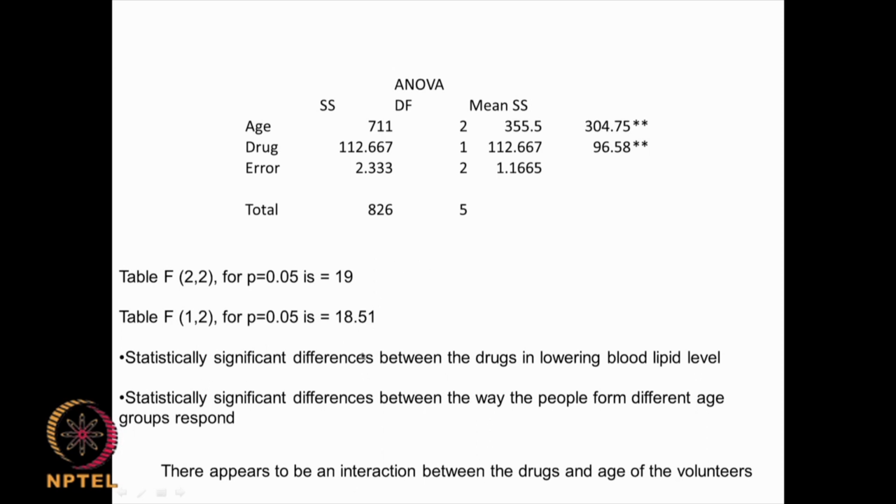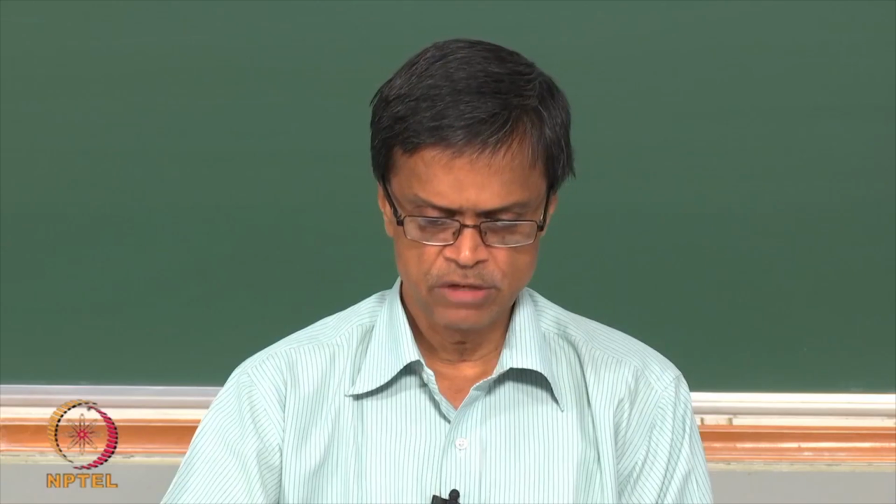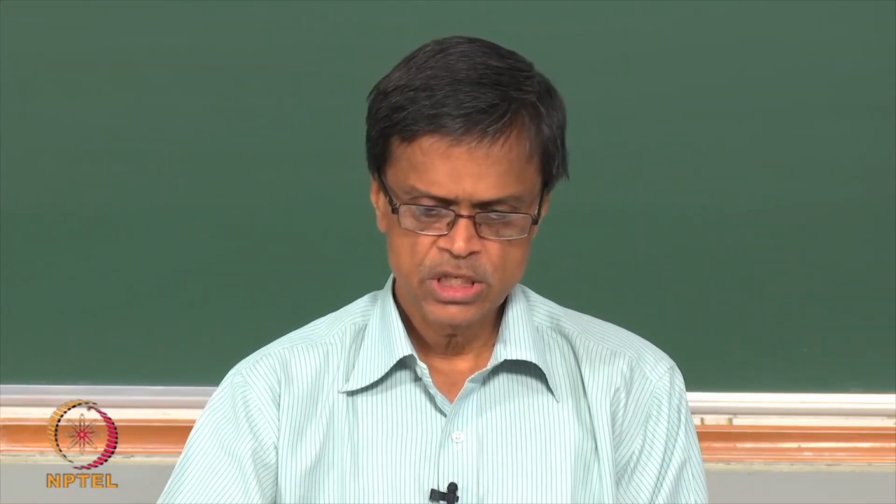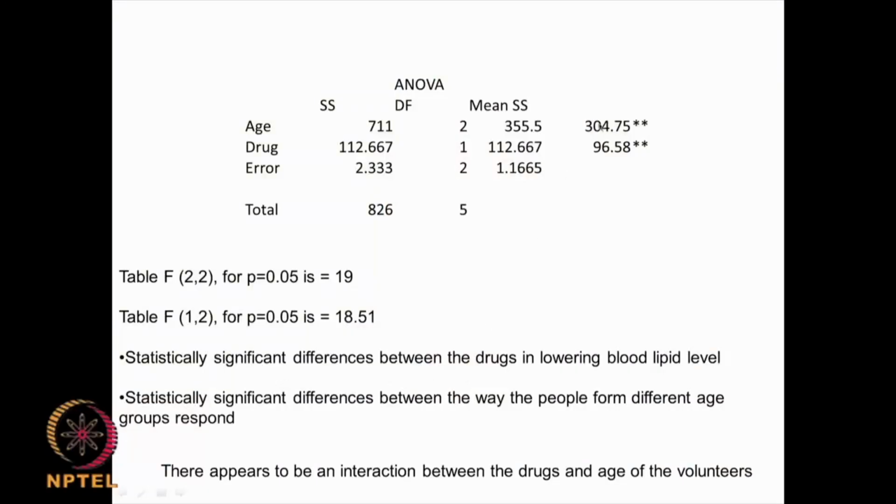So there are statistically significant differences between the drugs in lowering the blood lipid level, and a statistically significant difference between the way people from different age groups respond. So obviously people respond differently to the drug, there is a statistically significant difference between the drugs, because both are significant.